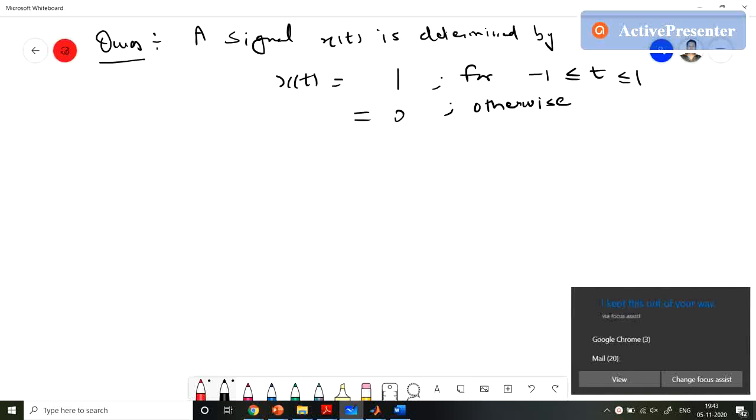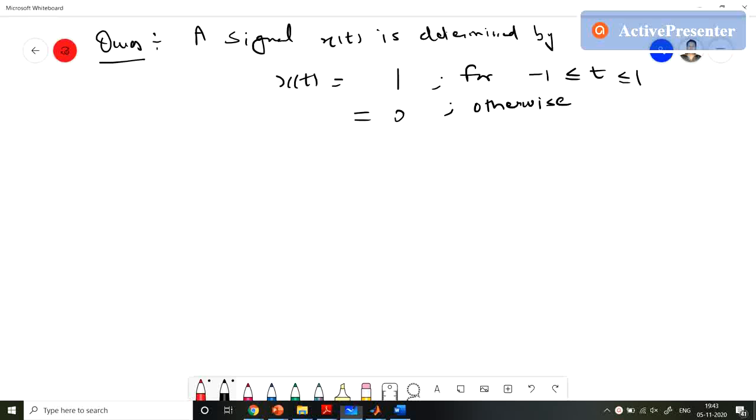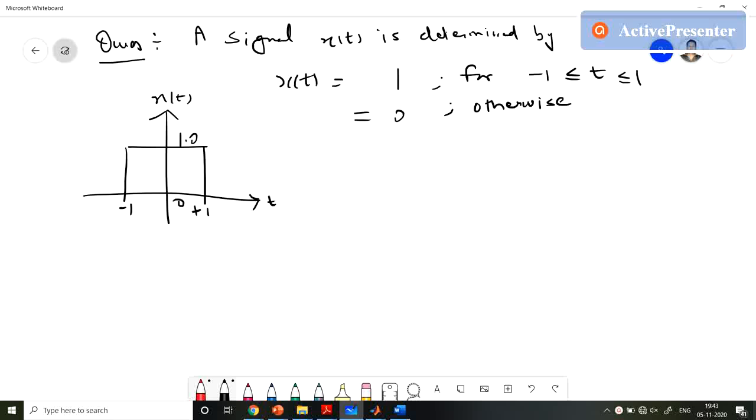Let's do another problem. A signal x(t) is determined by x(t) equals 1 for -1 less than or equal to t less than or equal to 1. So between -1 and 1 this x(t) is 1, and it is 0 otherwise.